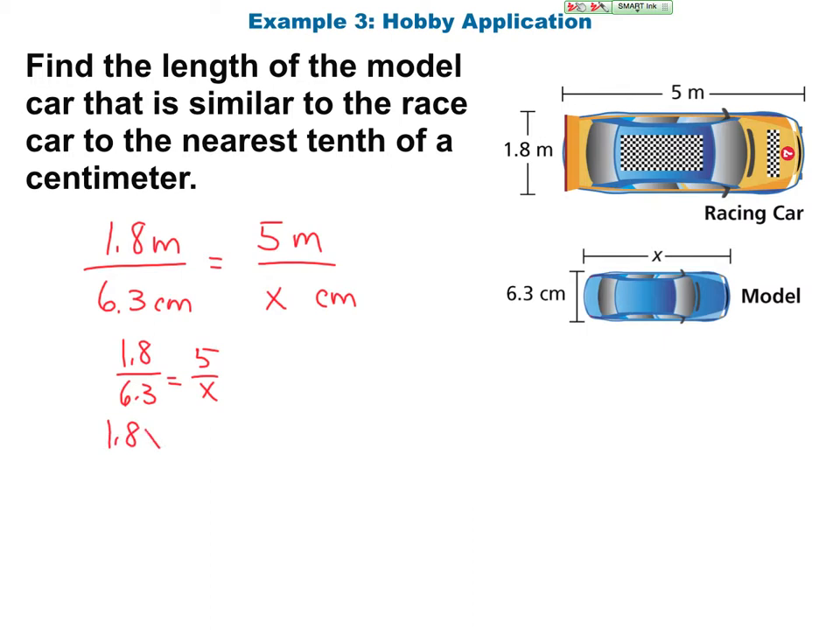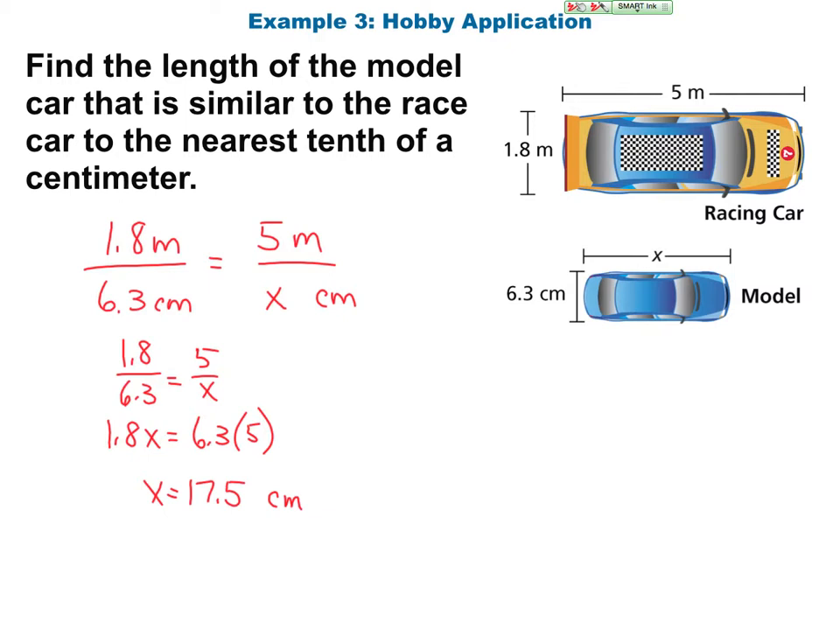1.8 times x equals 6.3 times 5. 6.3 times 5 divided by 1.8. 17.5? What kind of units? Centimeters. We're going to try and pay more attention now to labeling units as we're getting into things that are figuring lengths and areas and surface area and volumes.